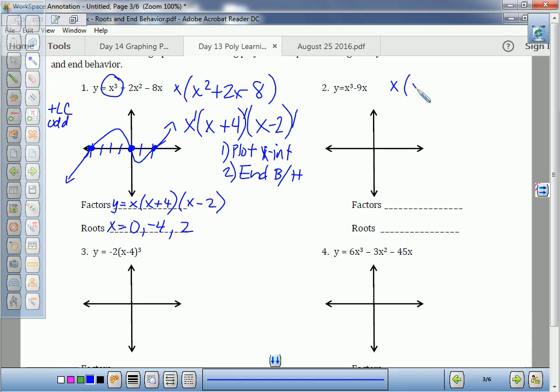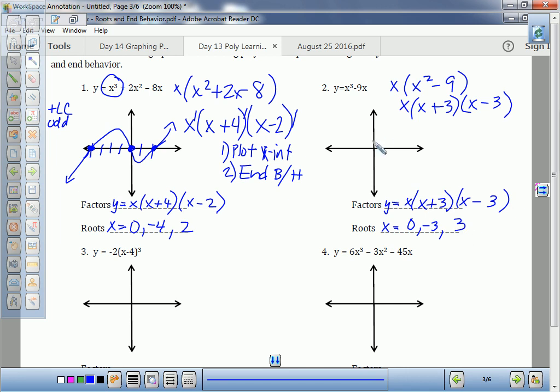Number 2, we factor out the x. We're left with x squared minus 9. The x squared minus 9 factors again to x plus 3 times x minus 3. This is our factored form. The factored form does give us the roots. And so we know the roots of this equation would be 0, negative 3, and positive 3. We plot those as our x-intercepts.